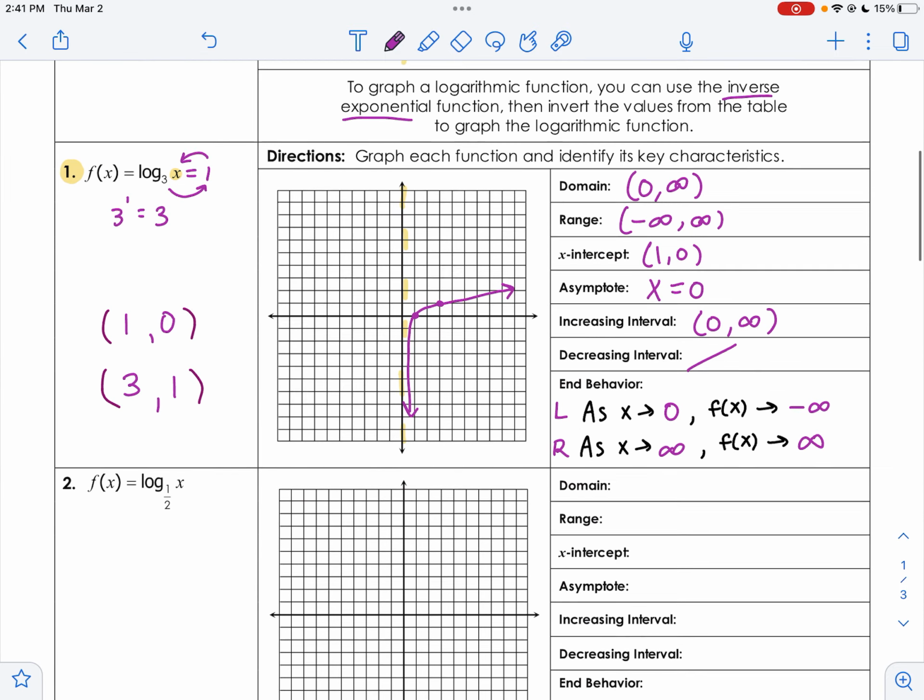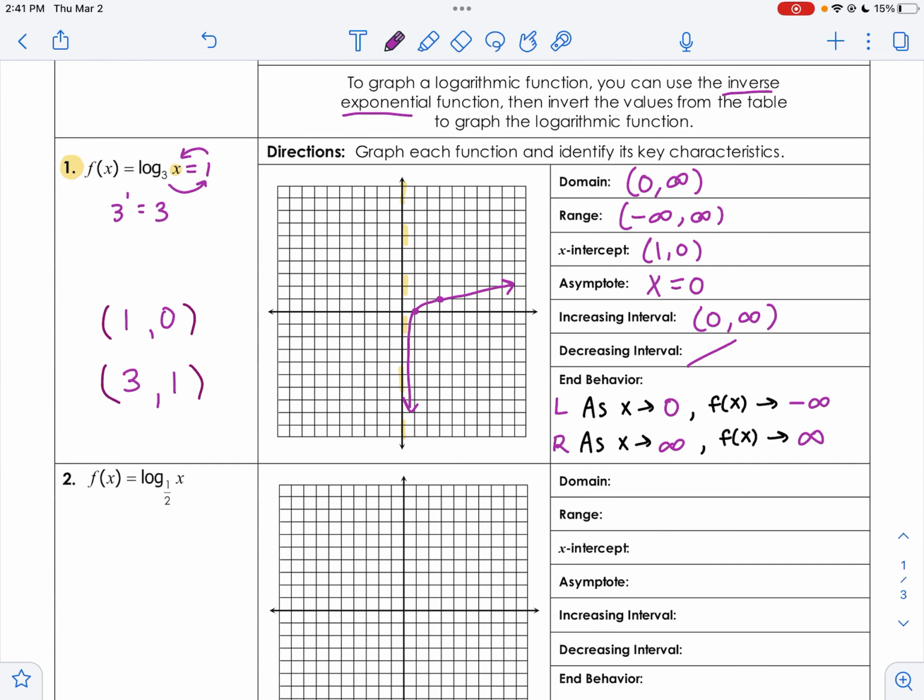So that is one of the simpler examples. No transformations, kind of like how we warmed up yesterday. That's how I get my points, right? Instead of setting my x's to 0 and 1 or 0 and negative 1, I set my y's to 0 and 1 or 0 and negative 1. That is the general idea.